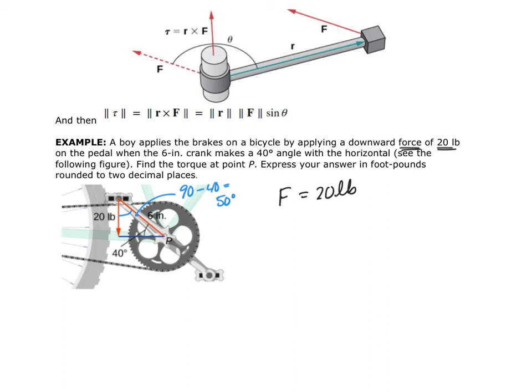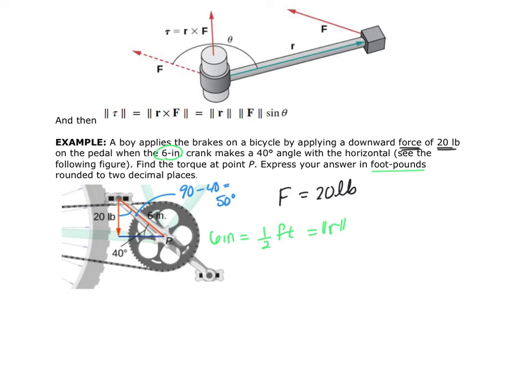Now the other thing I need to pay attention to is my units. They want the answer in foot-pounds, and this is inches. So my R that I have, 6 inches, is half a foot. And this is my R. You want to kind of think of this as your radius. And in fact, this is the magnitude of your radius. It's the length of your radius. Okay, so I think I've got everything I need now, and I can just go right to the formula.